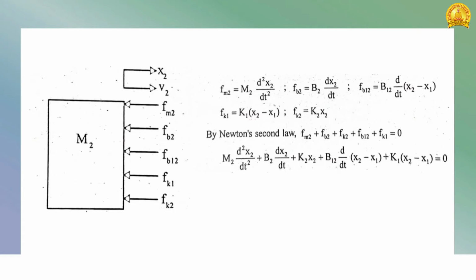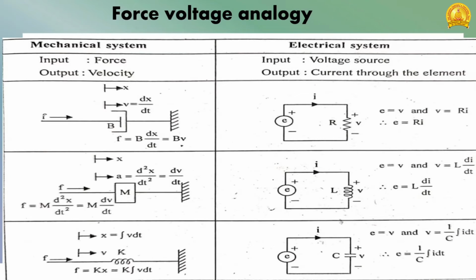Whichever node we are considering, we have to write the displacement of that node first, minus the displacement of the other node. Similarly for K1, the opposing force due to K1 will be K1 into x2 minus x1, not x1 minus x2. So now we can consider the force-voltage analogy. This is a basic chart which represents the force-voltage analogy.